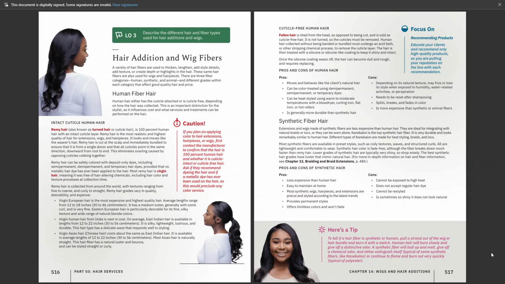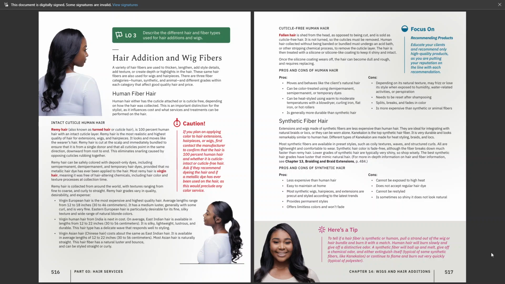Cuticle-free human hair. Fallen hair is shed from the head as opposed to being cut, and is sold as cuticle-free hair. It is not turned, so the cuticle must be removed. Human hair collected without being banded or bundled must undergo an acid bath or other stripping chemical process to remove the cuticle layer. The hair is then treated with a silicone or silicone-like coating to keep it shiny and intact.